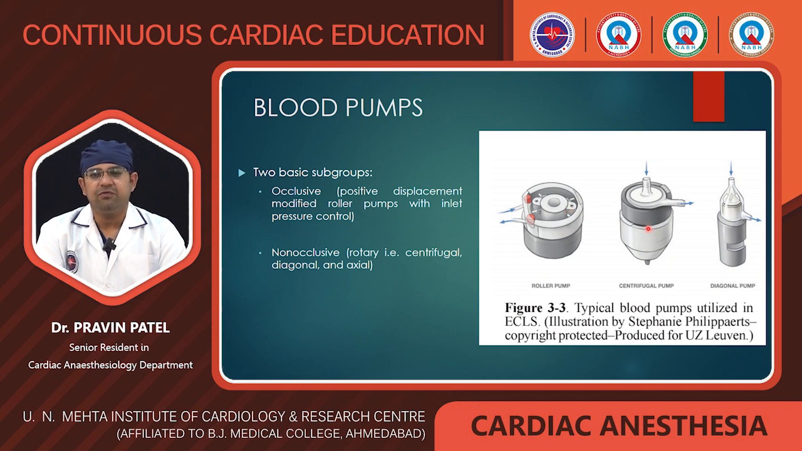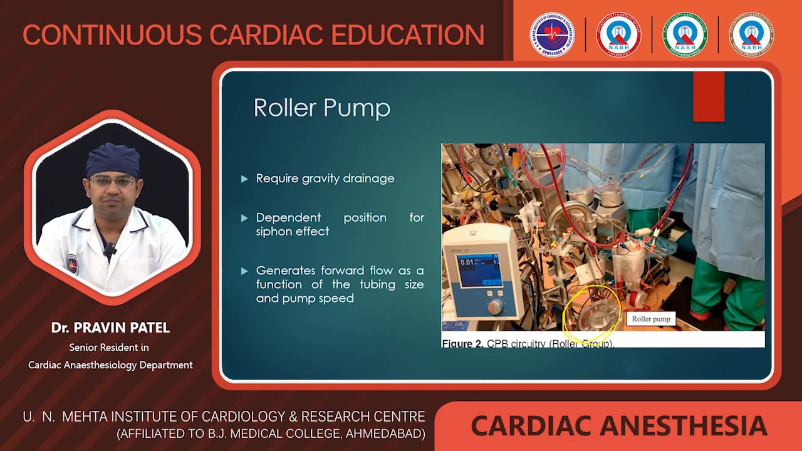The other one we use in the ECMO circuit is the centrifugal pump. The advantage of the centrifugal pump is that the contact is very less. There are dedicated impeller discs, which may be magnetically levitated or based upon a bearing. So the chances of hemolysis are very less in the centrifugal pump. So basically there are two subgroups: occlusive and non-occlusive.